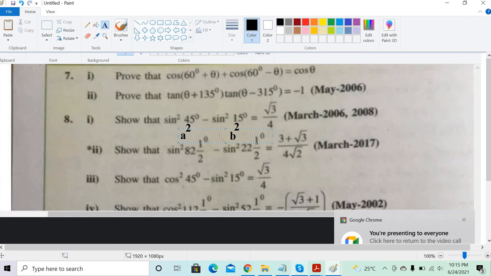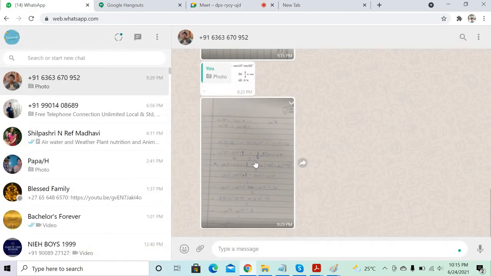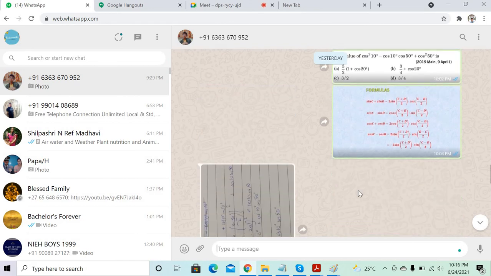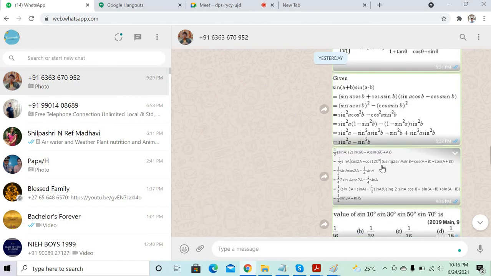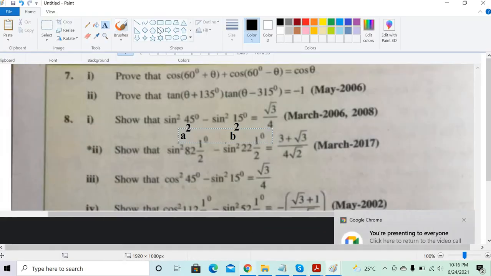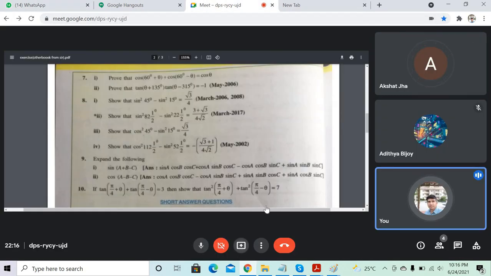Let me just check where I sent you the sine a plus b into sine a minus b formula. Yes, I did send you this formula. Can you just check? This is exactly fitting in this formula, sin A plus B into sin A minus B. I haven't got it yet. Okay, no problem. I'll just share my screen to you and just check.